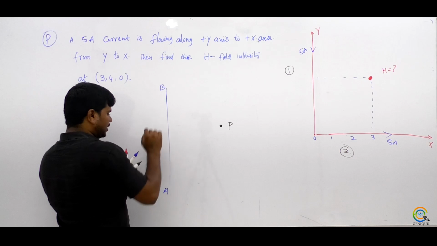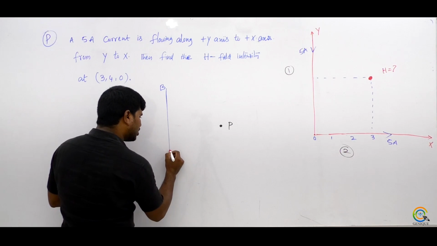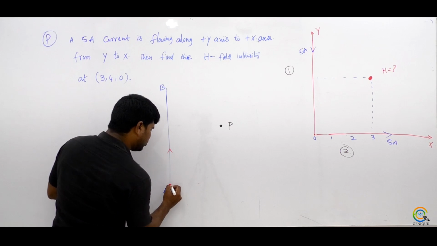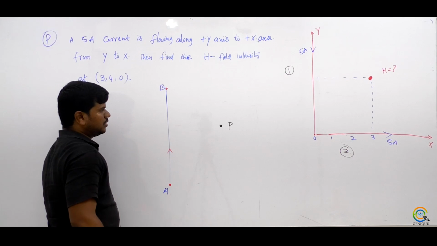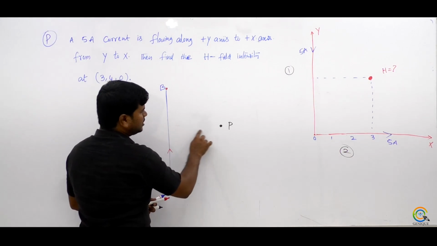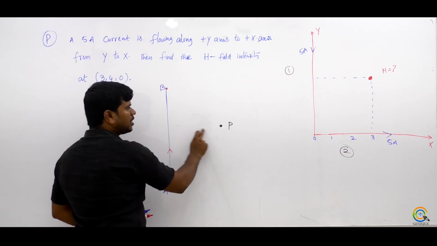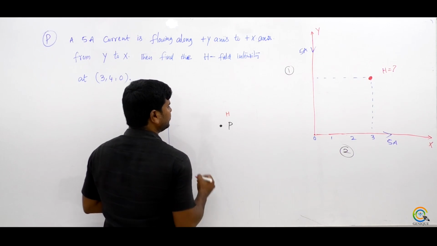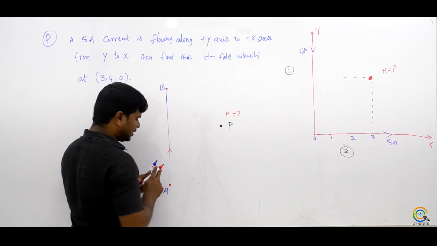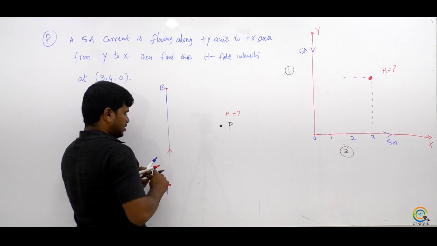So how can we find the field due to this? Let us suppose a current I is flowing from point A to point B. It is of finite length. Suppose I want to calculate the magnetic field intensity at any point here, the expression for this is given as follows.